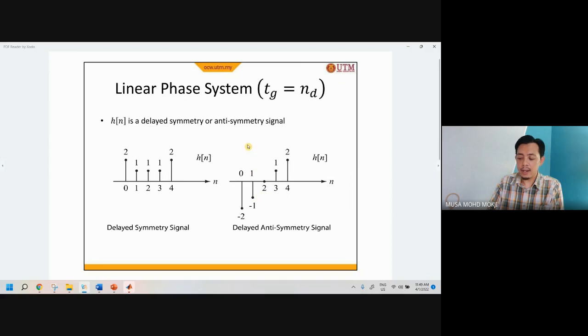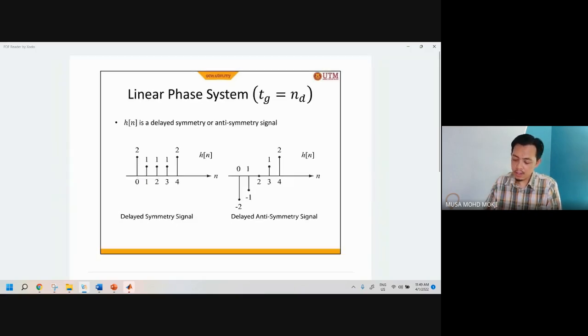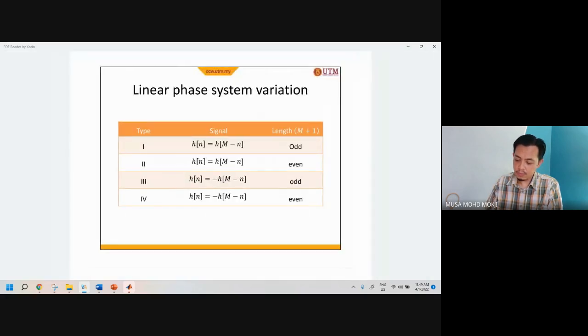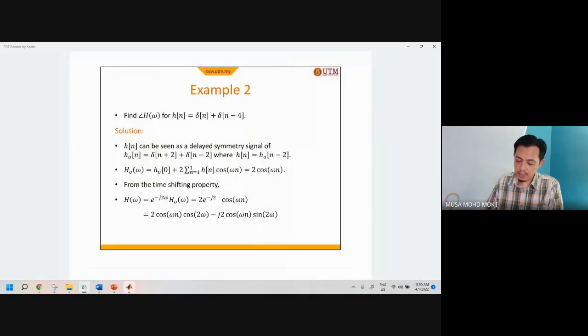So how can we get that? By having symmetry or anti-symmetry, where we delay it so that it will start at 0. Why should we start at 0? So that we will have a causal system. That will be the solution. Instead of a non-causal system, we delay it so that now we will have a causal system. So these are the four types of FIR. Let's see one example here.